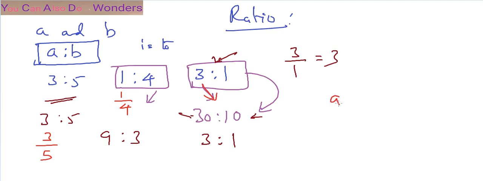So in general, A is to B means the first quantity is A by B times the second quantity.